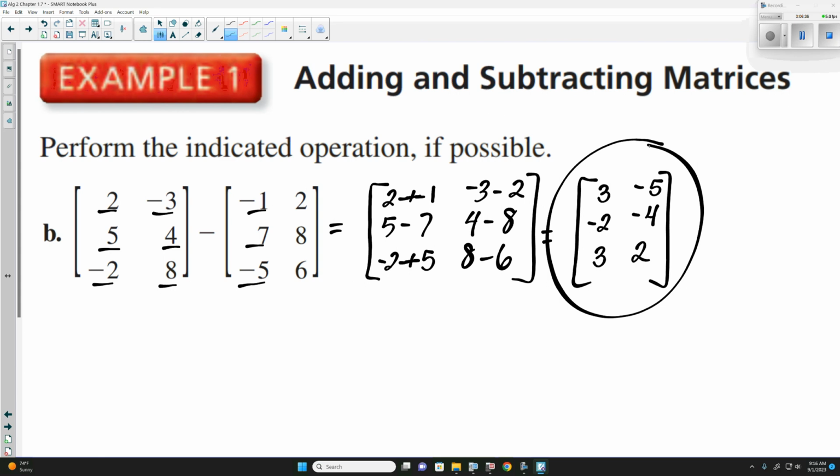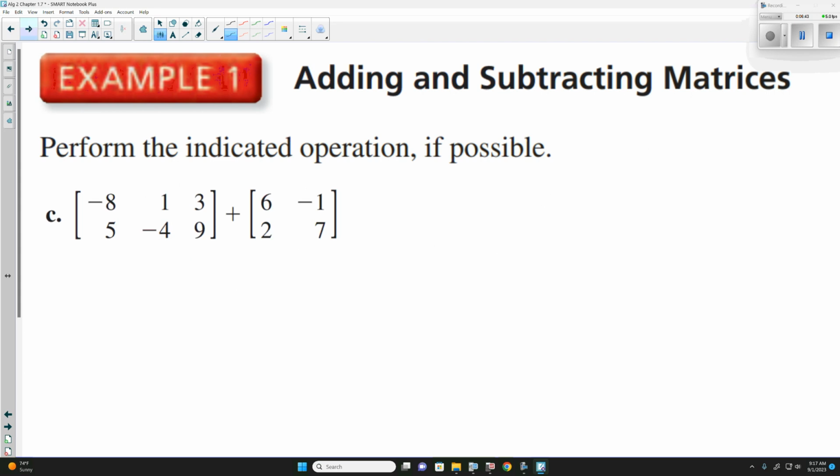Questions on this here? For the most part, yeah. All right. How about this one?